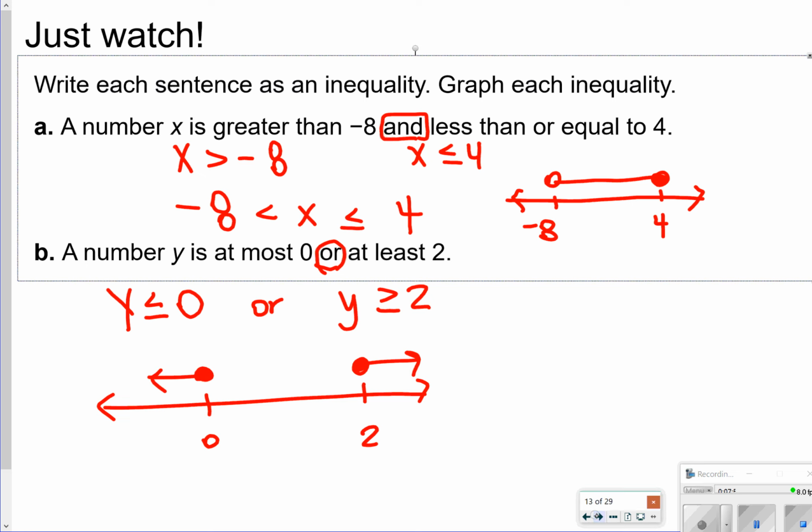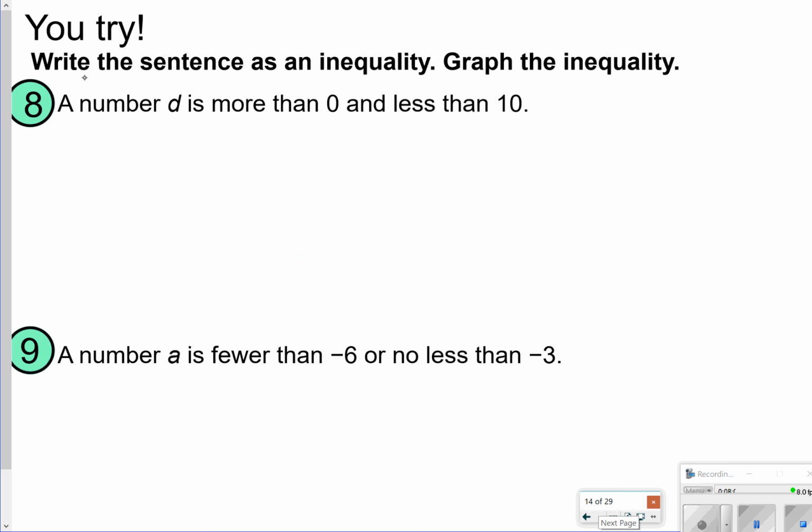Okay? So here are the last two that you're going to try. Write the sentence as an inequality and then graph them. So let's go ahead and pause right now. And then once you're done, click play so you can check your work.